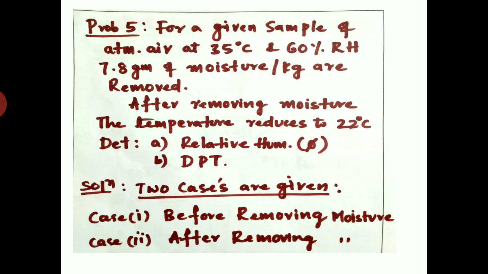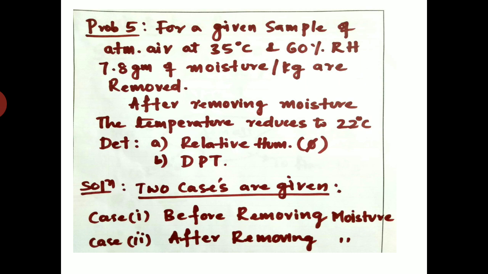For a given sample of atmospheric air at 35 degrees Celsius and 60% RH, meaning relative humidity, 7.8 grams of moisture per kg are removed. After removing the moisture, the temperature reduces to 22 degrees Celsius. For this condition, after removing, we need to find the relative humidity phi and the dew point temperature.